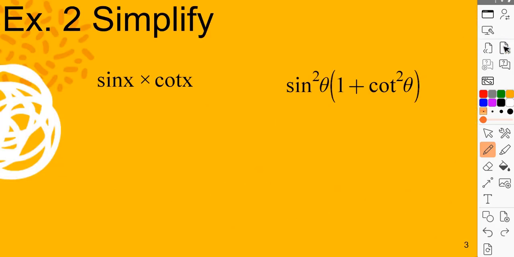On our first one, I have a sine times a cotangent. So we have the multiplication, and we have two different trig functions. Our goal would be to have fewer operations, so maybe get rid of that multiplication, and to have fewer trig functions, so potentially only one trig function instead of two. Are we all with me?